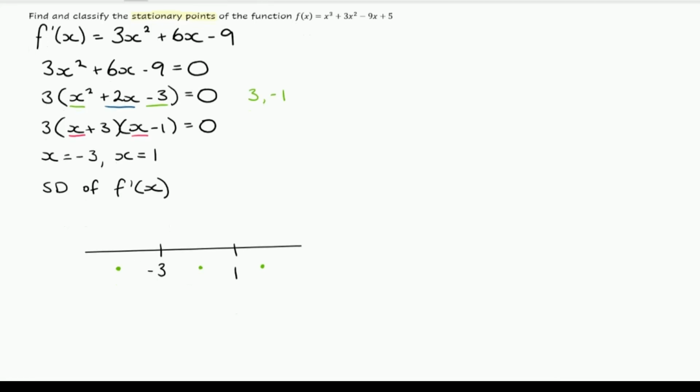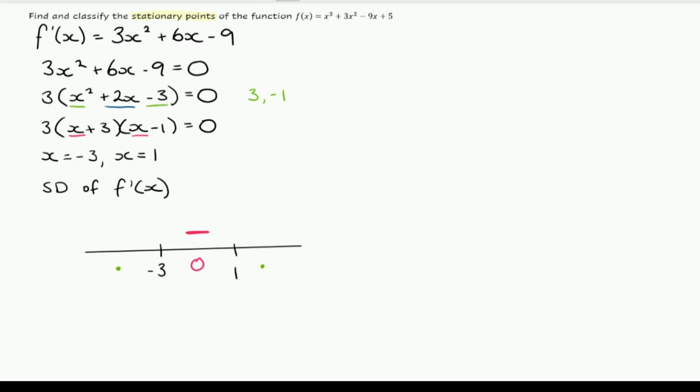So I am going to first start with between minus 3 and 1. I'm going to plug in the value of, I reckon, 0. So let's get rid of this dot here, and I'm going to plug in 0. And I can see that if I plug in 0 into my initial derivative function up here, I'm going to be left with a minus 9. So this part in between my minus 3 and 1, because my derivative function is negative, I know that my function itself is decreasing at this point.